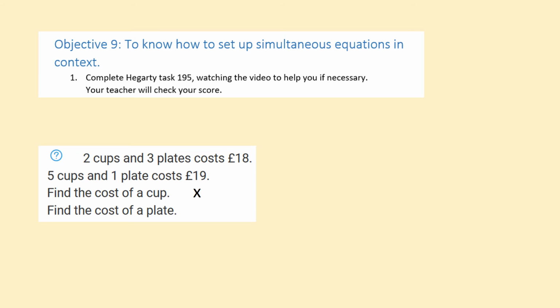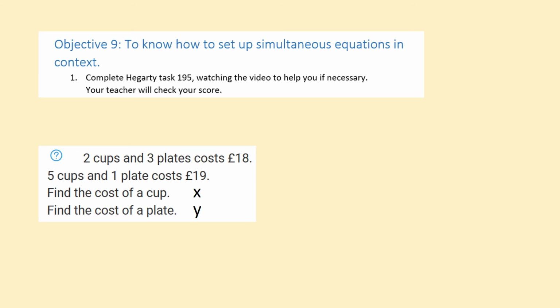So first of all, we could let the cost of a cup be x, and then we can let the cost of a plate be y. Once we've set the cost of a cup to be x and the cost of a plate to be y, we can then set up two equations from the information that we're given.